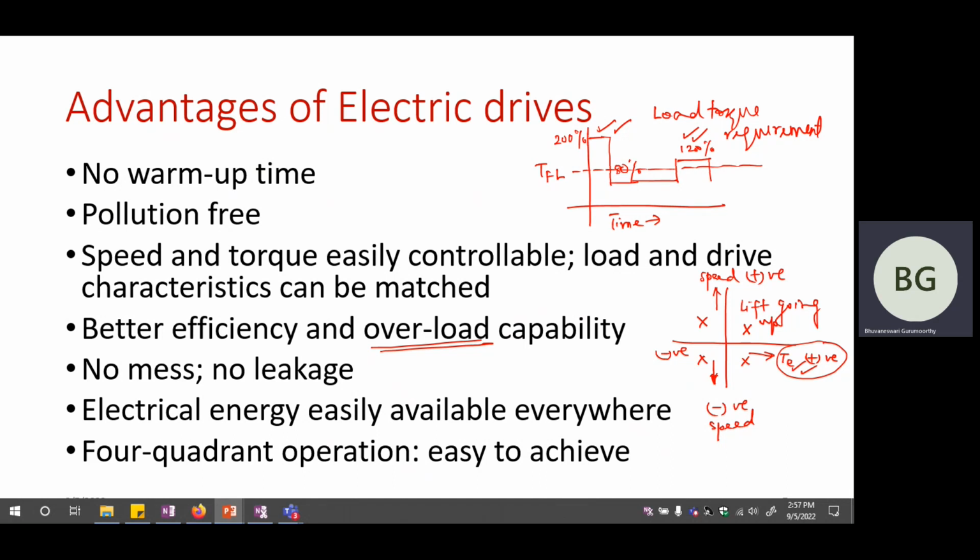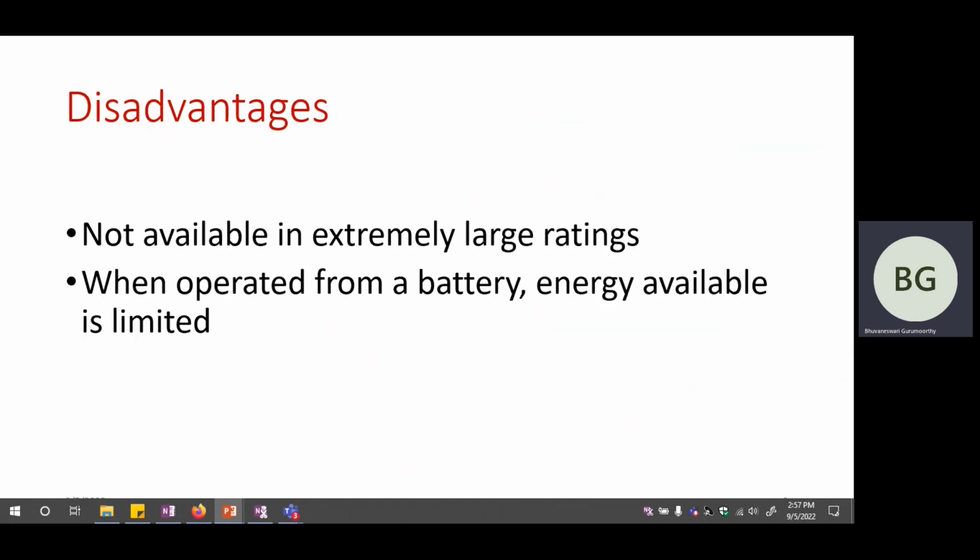And in an electric drive, it's very, very easy to achieve four quadrant operation. We will look at four quadrant operation in greater detail in one of the forthcoming lectures.